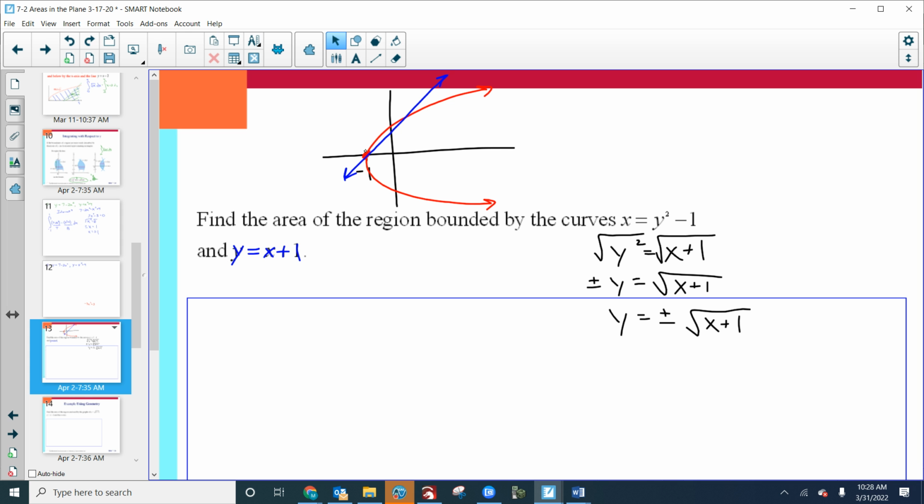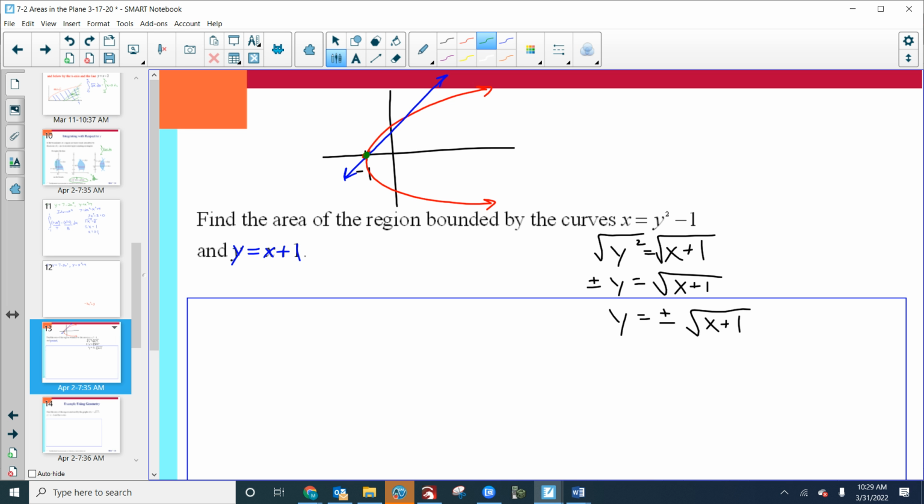What are some values you might want to plug in to test? Let's find the x-intercept and the y-intercept of this one. What's the x-intercept of the line? Oh, come on, people. -1? Do you know how to find the x-intercept? -1. Okay, so the sideways parabola and the line cross at the sideways parabola's vertex.